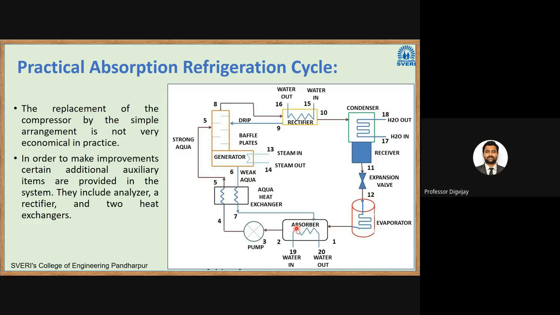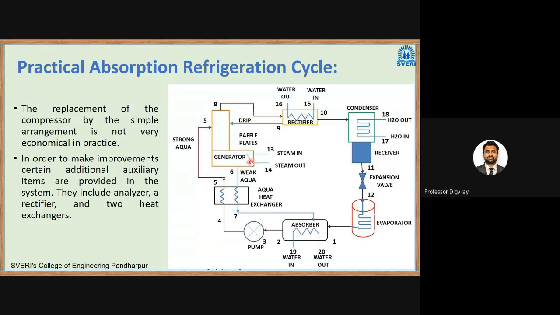Okay, so this strong solution is pumped. In this case, we are replacing the compressor of the vapor compression system by a pump in the vapor absorption system. The strong solution will be passed to the generator. Before that we have a heat exchanger here. Always remember two things: the solution which is going to the generator, where we are supplying the heat, should have a higher temperature.